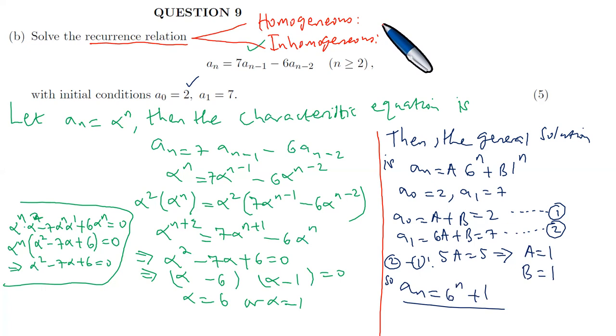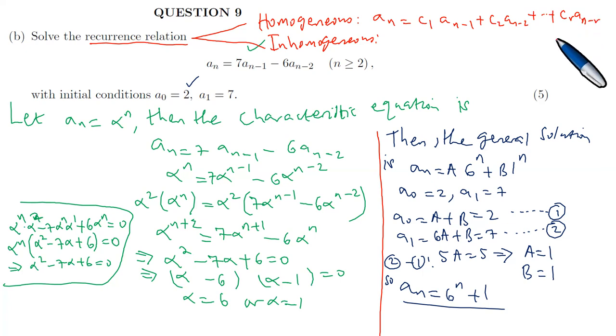So the homogeneous case would be of the form this one here. The homogeneous will be of the form a_n equals c_1 a_(n-1) plus c_2 a_(n-2) plus ... c_r a_(n-r). So this is called homogeneous. It has a's up to the end. Like there's n minus 1, then there's n minus 2. The others are just not there. You could have a_(n-3), but it starts like that.